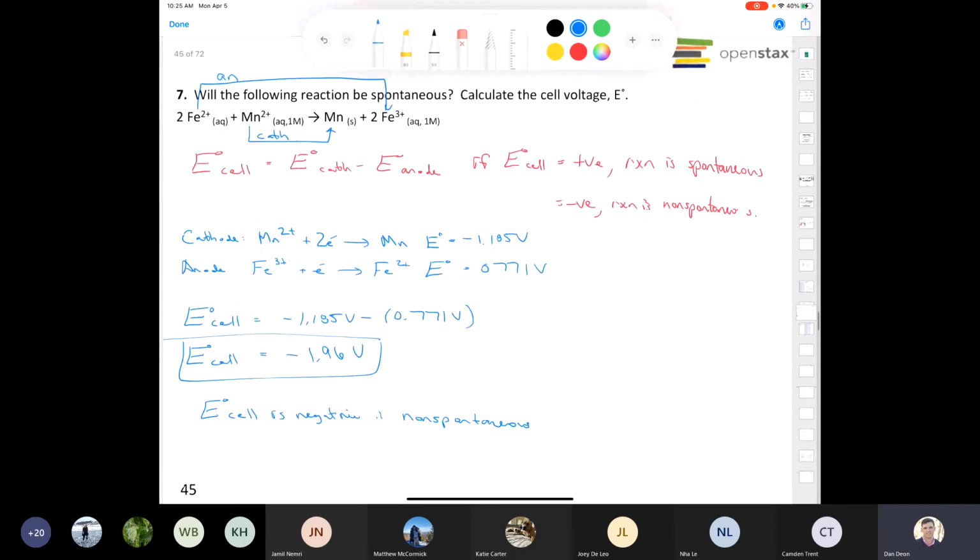Give me a thumbs up if you follow me on that one. That I would guarantee I will ask on your next exam. Something pretty much like it, where all you had to do here is use this formula and calculate the standard cell potential. If it's positive, it's spontaneous. If it's negative, it's non-spontaneous.